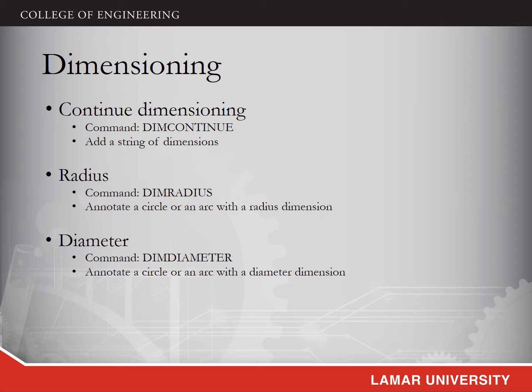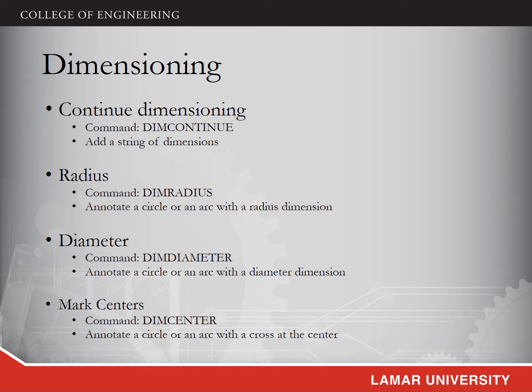The third one is a diameter. The command is dim diameter. It's applied to define the diameter of the circle or the arc. And the last one is mark centers. The command is dim center. And this command is only applied to mark the center of the arc or the circle with the cross. In the next slides, I'm going to show you one demonstration about how to use these 4 dimensioning functions.